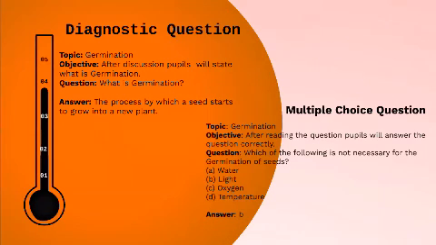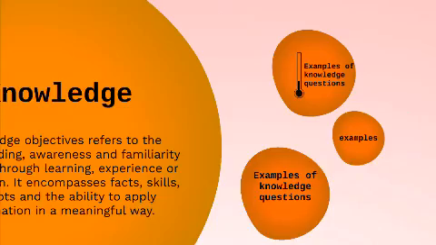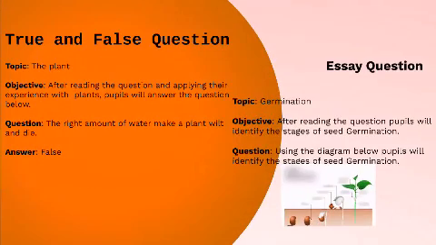Here we have the diagnostic question. The topic is germination. There is the objective. The question is, what is germination? And the answer is the process by which a seed starts to grow into a new plant. Then we have the multiple choice question. The topic is germination. The objective is there as well. And the question is, which of the following is not necessary for the germination of seeds? The answer is B.